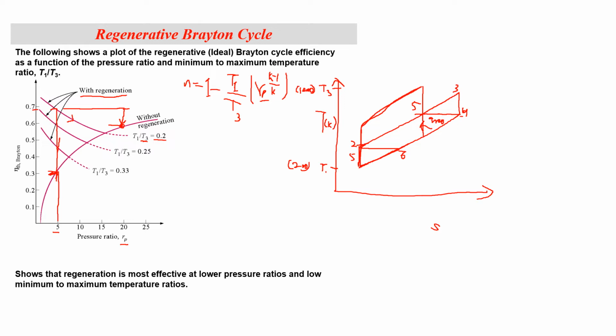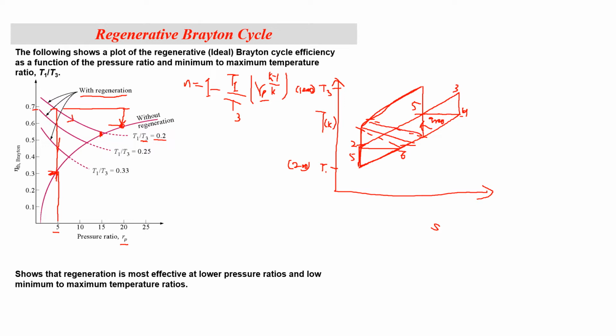Okay, now I know this line looks slanted, but just bear with me. If we have a pressure ratio of, for example, 15, there is only a very small area available for regeneration. You can see that this is a very small area. You can even draw it closer.